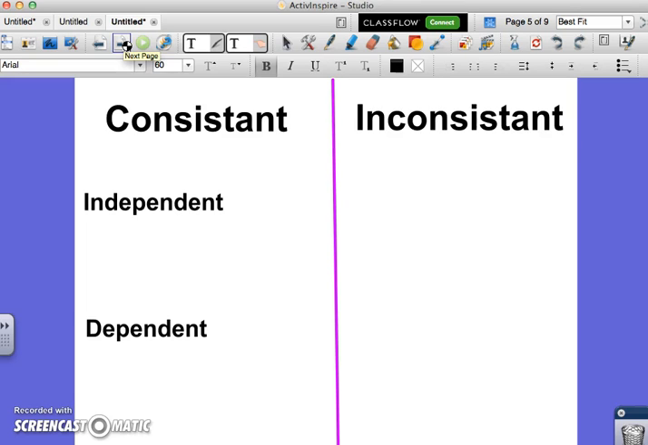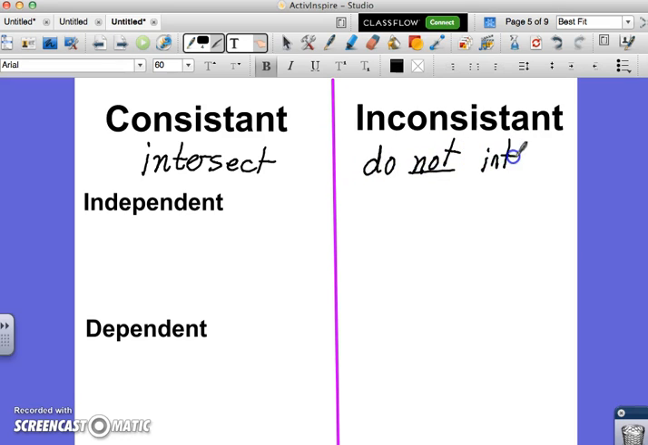So just a quick review here. Remember, we said that there are two types. We have consistent and inconsistent systems. Consistent systems, that means that they intersect, okay? Inconsistent systems do not intersect.